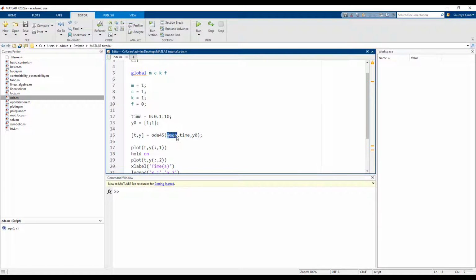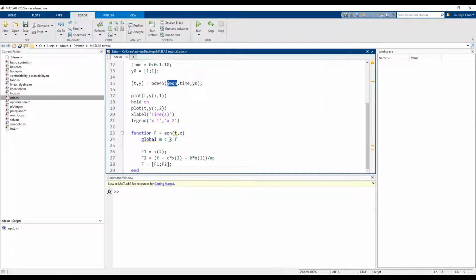For the first argument, you call in the differential equations, the state space form of the differential equation. Then you provide the time you want to solve for and the initial condition. So this t comma y will give out the time and the y vector. Y is the output vector here.